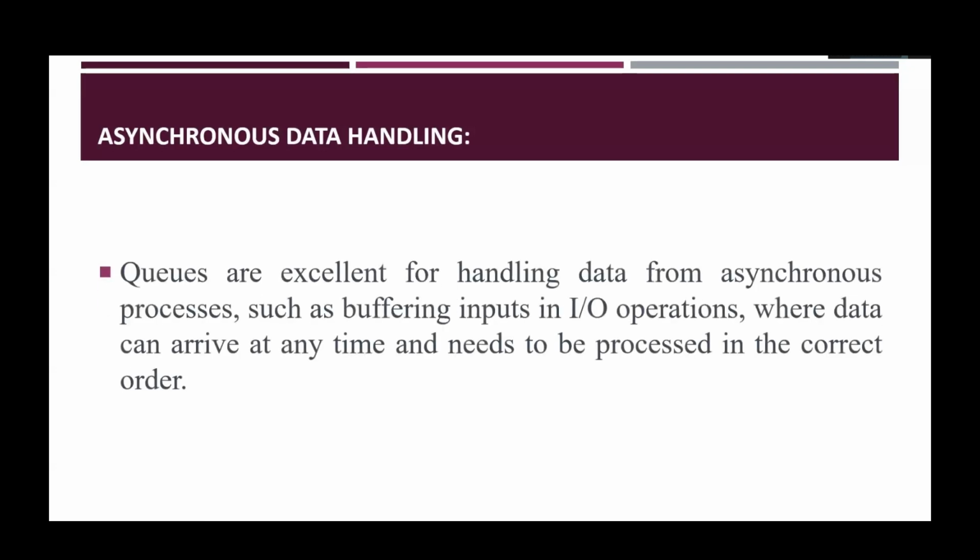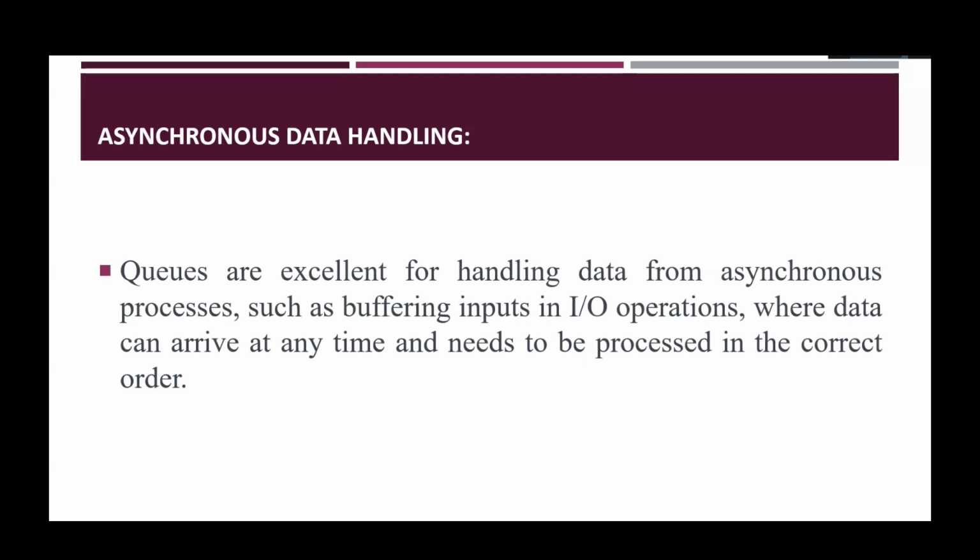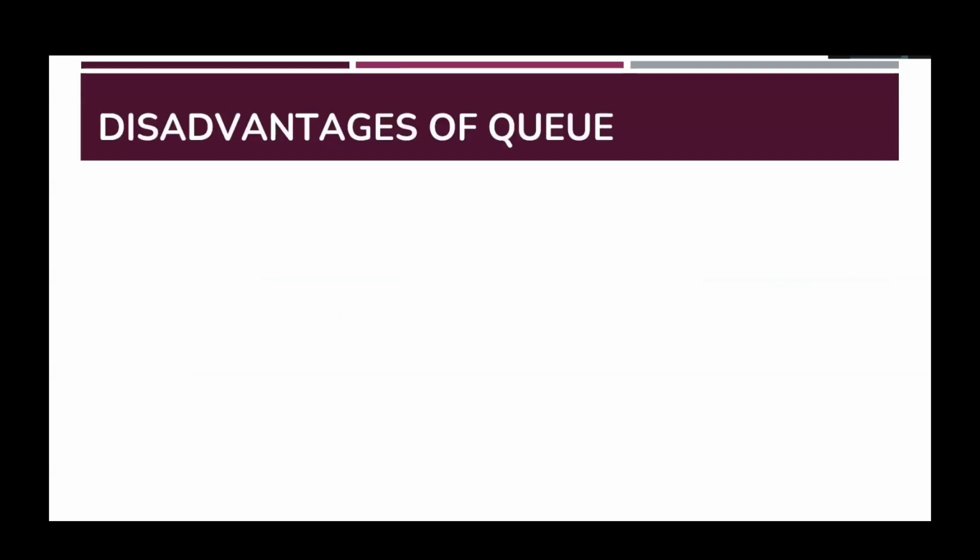Next, queues are excellent for handling data in asynchronous processes such as buffering input output operations, where data can arrive at any time and needs to be processed in the correct order. Here, data is not coming in a specific sequence; it arrives arbitrarily, randomly. Once it comes, if we store it in sequence, the first data that came is processed first, and the second data is processed second. So here we can use a queue so that it can be performed efficiently.